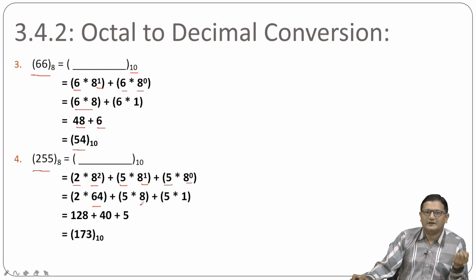8 to the power 1 is 8, and 8 to the power 0 is 1, right. Now you just need to compute this: 2 into 64 will make 128. Similarly, 8 5s are 40, so here we have written 40, and 5 into 1 is 5. Now, adding 128 plus 40 plus 5, you will get 173. So you can say that octal 255 is equal to decimal 173, fine. Okay.